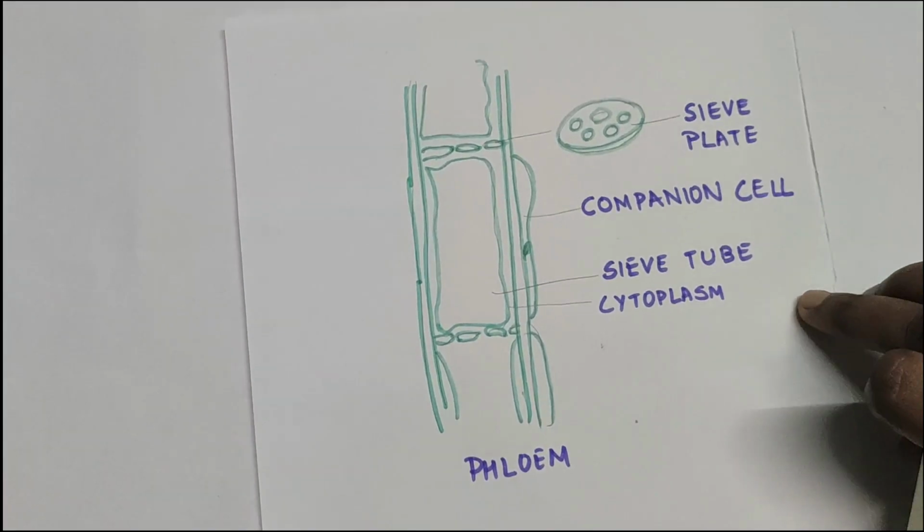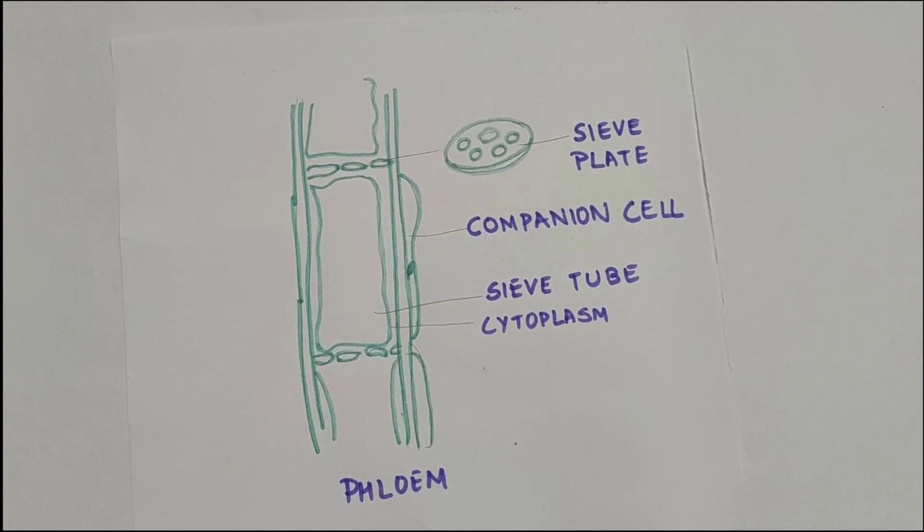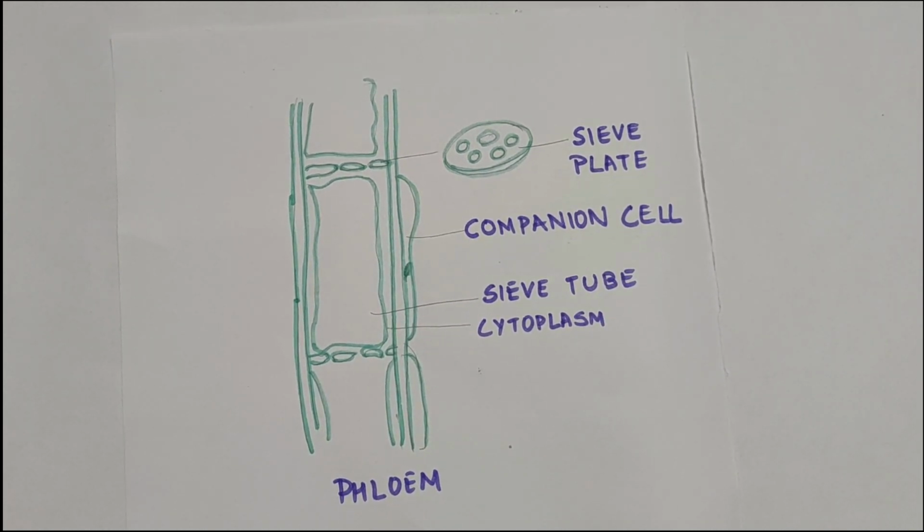Now phloem is the food conducting tissue in the plant. Food is prepared in the leaf, as you all know, by the process of photosynthesis. The food is carried to all parts of the plant with the help of this complex plant tissue, which is phloem. And as I told you in the beginning, it consists of four parts, which you can also see here in the diagram.